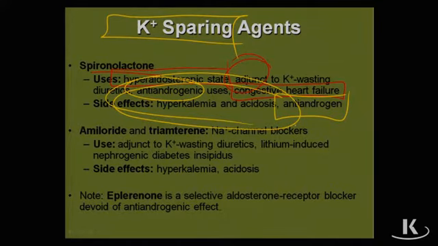Of course, this would be confounded if they're used as adjunct to drugs that cause hypokalemia and alkalosis, such as thiazides or loops. By the way, amiloride and triamterene, this is pretty much their only uses, adjunct to potassium-wasting diuretics. Certainly do not attempt to use them for congestive heart failure. They have nothing to do with aldosterone.